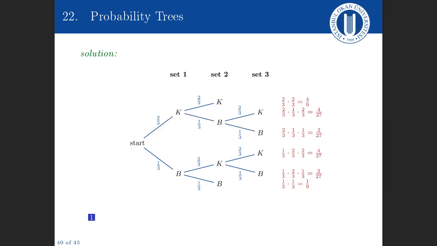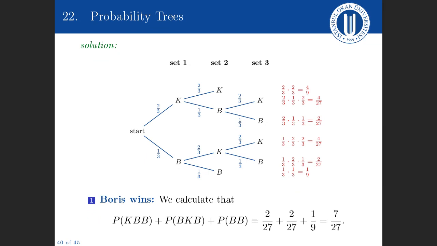Now we can answer the questions. What is the probability that Boris wins? So, looking at all of the possibilities that Boris wins 2 sets, it could be KBB, or BKB, or BB. Those are the possible cases where we have 2 Bs. Add these together: 2 over 27 plus 2 over 27 plus 1 over 9, or 7 over 27.